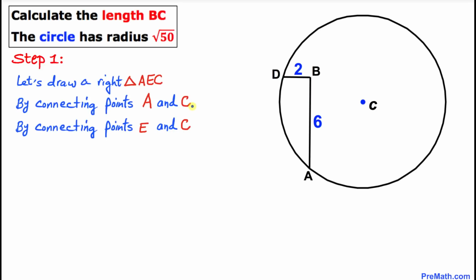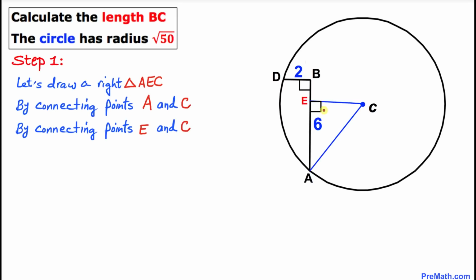And now in this very first step, we are going to draw a right triangle AEC by just connecting point A and C, as you can see over here. And likewise, I'm going to put some point E over here, and we are going to connect E and C, and this is our 90-degree angle. And here's our much nicer looking diagram.